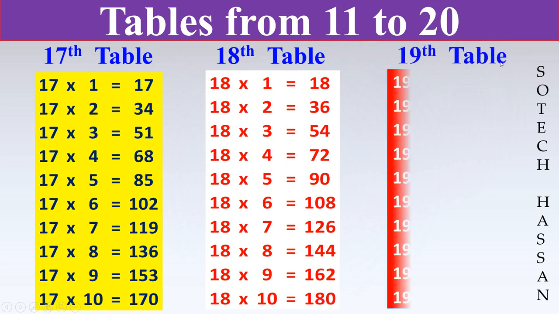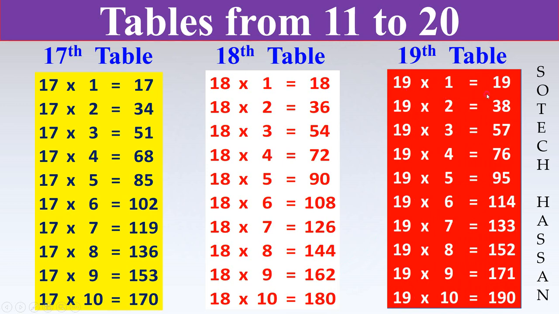19th table. 19 ones are 19. 19 twos are 38. 19 threes are 57. 19 fours are 76. 19 fives are 95. 19 sixes are 114. 19 sevens are 133. 19 eights are 152. 19 nines are 171. 19 tens are 190.